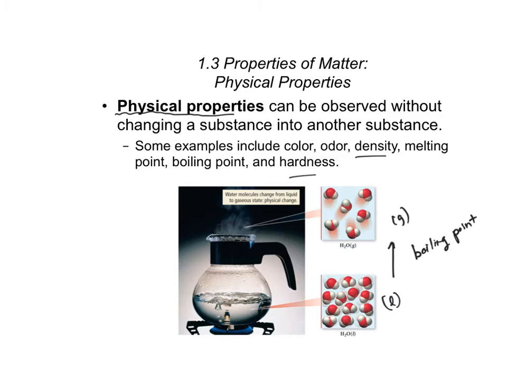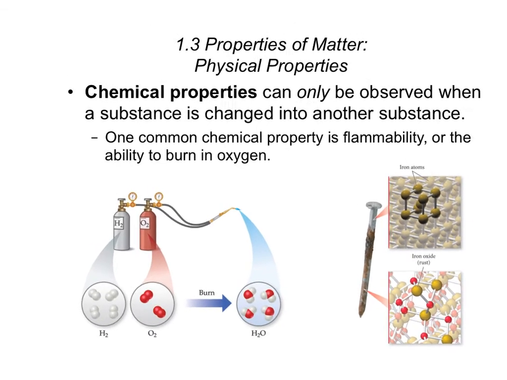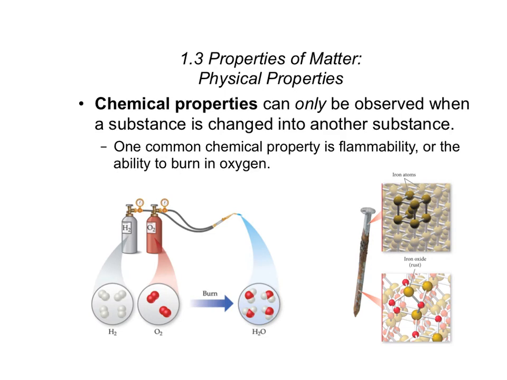Okay, so if those are physical properties, what do you think chemical properties are going to be? So these guys weren't changing it into another substance. What do you think is going to happen with chemical properties? They're going to be things that you observe by doing what? Changing something into another substance, okay? Okay, so what's a nice example of a chemical property?